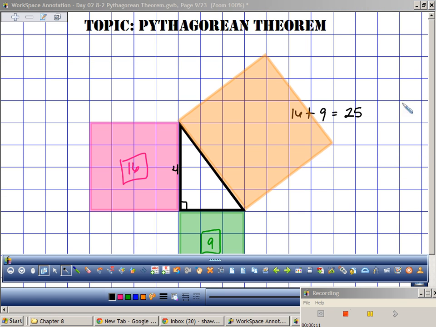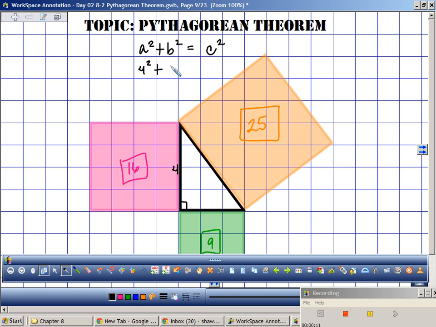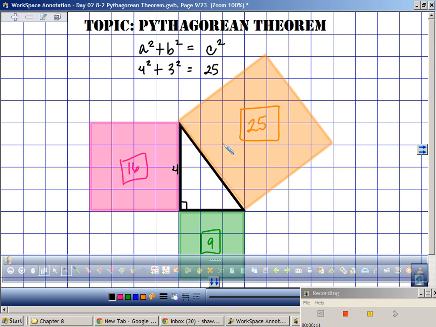And that's where we get the whole a squared plus b squared equals c squared. When in fact, 4 squared plus 3 squared equals, or I should say, 5 squared.